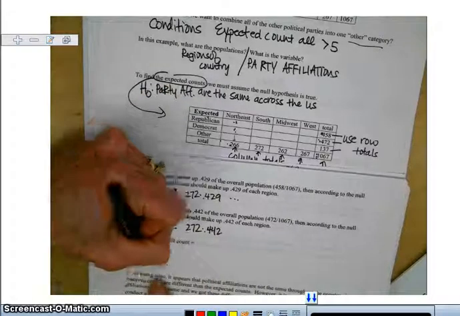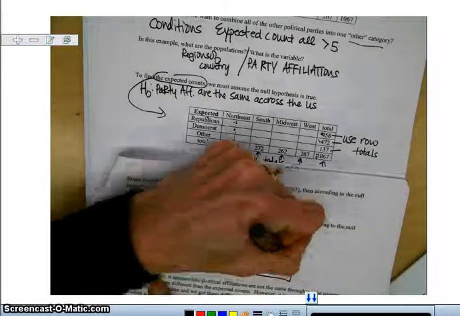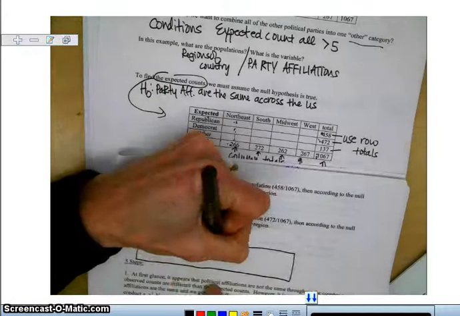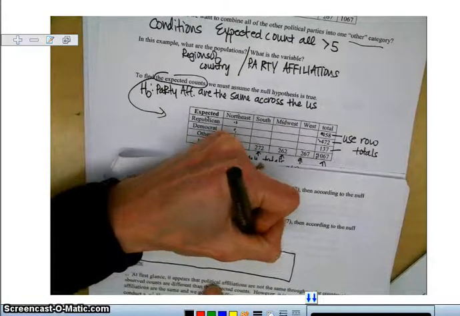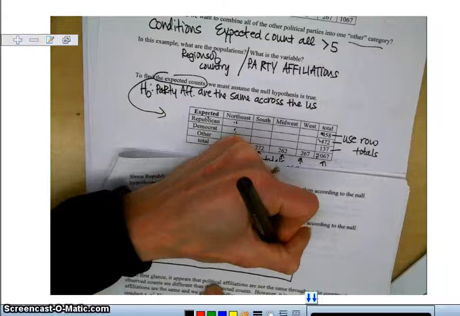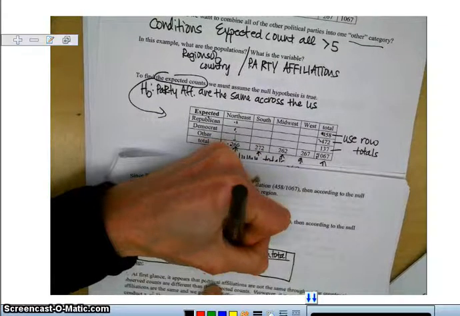So a formula for the expected cell count, which is really easy, is the row total times the column total divided by the grand total.